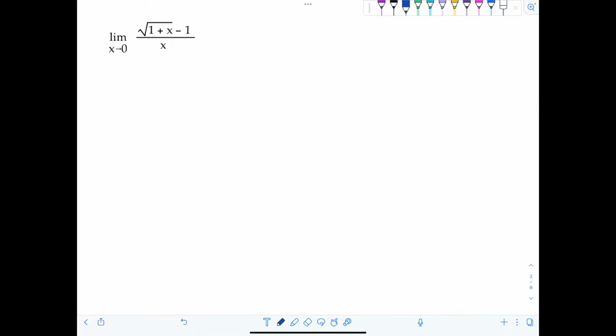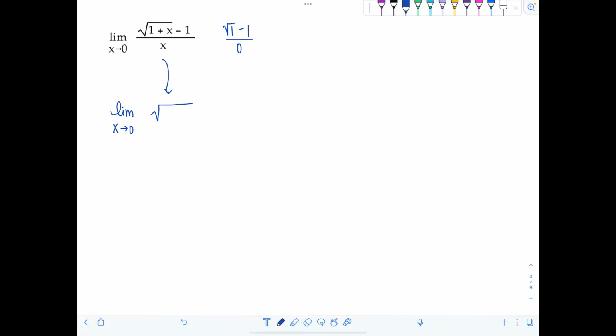Okay, here we have another interesting case. Limit x approaches 0, square root of 1 plus x minus 1 over x. Again, try. If you just substitute in 0 for x, square root of 1 minus 1 over 0, you get 0 over 0. Now, factoring is not such an obvious way to proceed. So what we're going to do instead is multiply by the conjugate of the numerator.